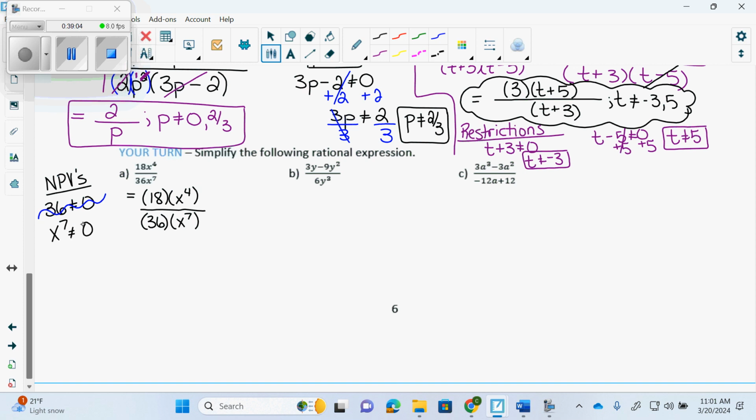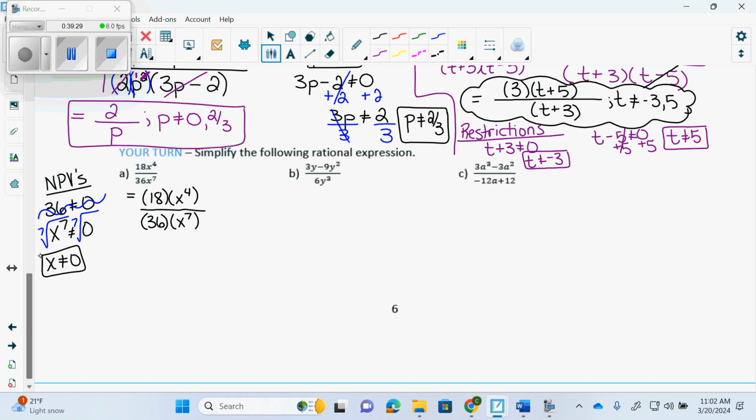Then I take the 7th root. 7th root, 8th root, billionth root of 0 is what? 0. So whenever it's an x squared, x cubed, x to the 4, 5, 6, 7, your NPV will just be x can't equal 0. Every time. All right? Now I say, I have 2 snowballs on the top, 2 snowballs on the bottom.